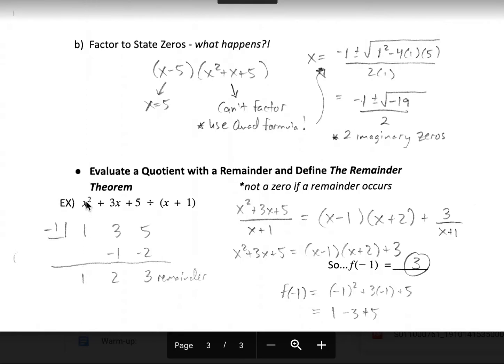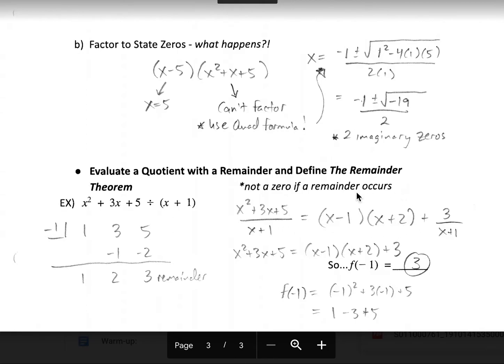1 less from our degree there, it means we start with a linear x term, so x plus 2. And then we write our remainder as a divisor. So 3 over what we were dividing by, x plus 1. All of these things are being divided by x plus 1.